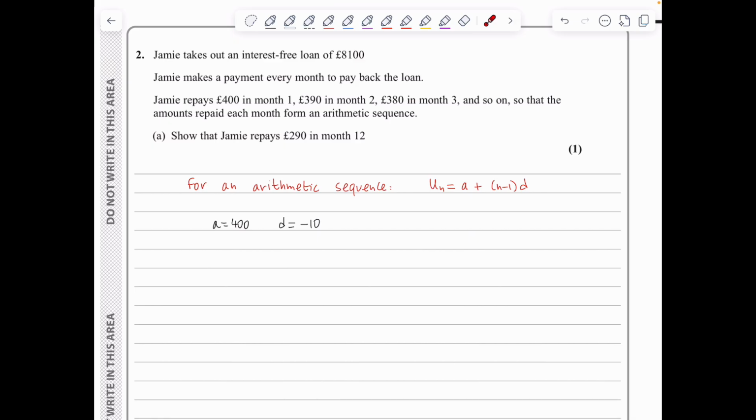This means the common difference is negative 10, and therefore if we're looking for month 12, I will simply substitute n is 12, so we're looking for the 12th term of this sequence. So that's going to be 400 plus (12 minus 1) times the negative 10. This gives an answer of £290 as required.